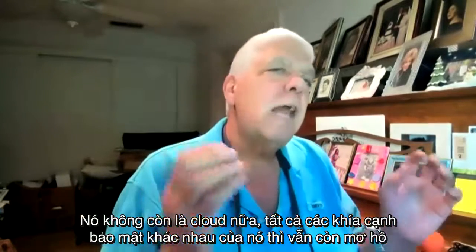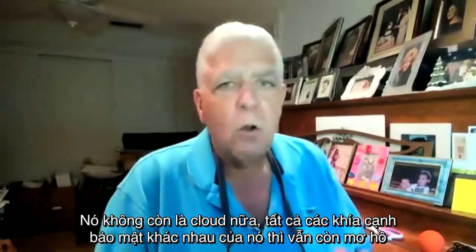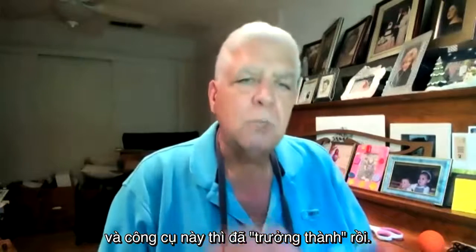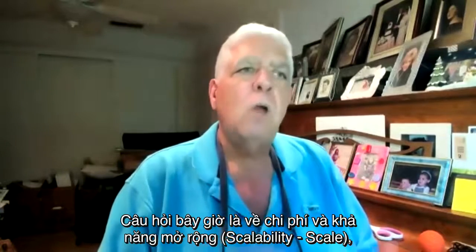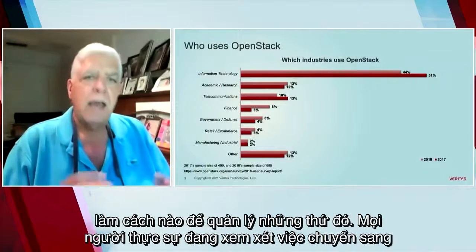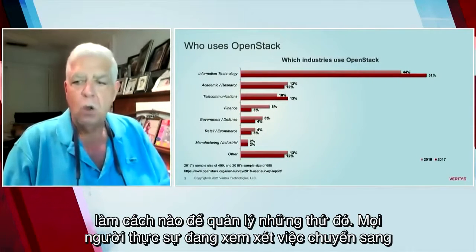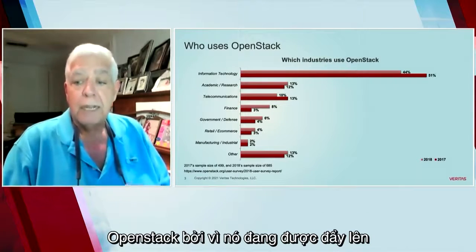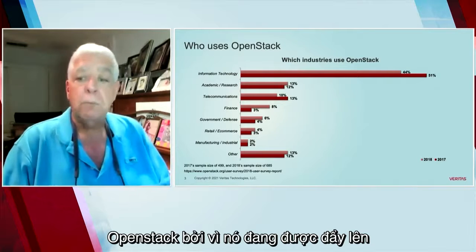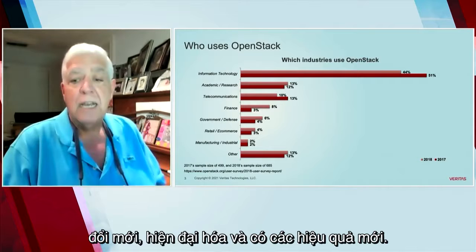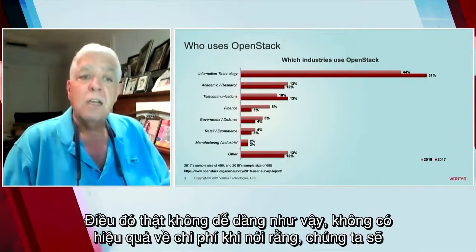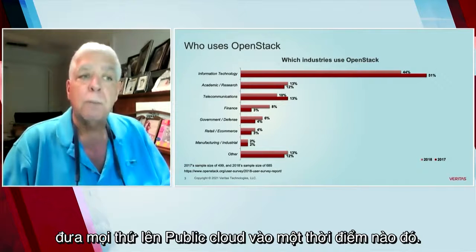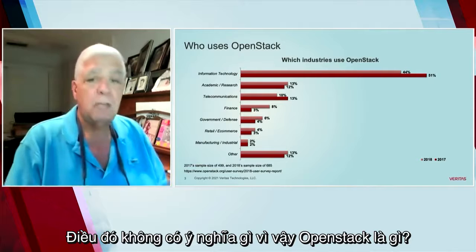It isn't anymore the cloud, oh, security, various other aspects of it is questionable. It has matured. The question is now on cost and scalability. How do I manage those? So really, people are looking at moving to OpenStack because IT is being pushed to innovate, modernize, and identify new efficiencies. It's not that easy. It's not very cost effective to say we're going to throw everything up into the public cloud. At some point, that doesn't make a lot of sense.